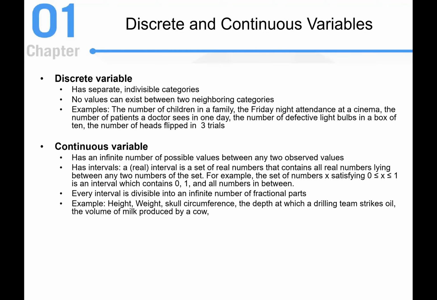Another example would be the Friday night attendance at a cinema. You have people who go to the cinema. You can't have 50.1 people who go to the cinema. What is the 0.1? Is that somebody's hand? It doesn't make sense. You could have 50 people who attended the cinema. You could have 49 people who attended the cinema, but you can't have 50.5 or 49.7 or 23.23. That doesn't make sense.